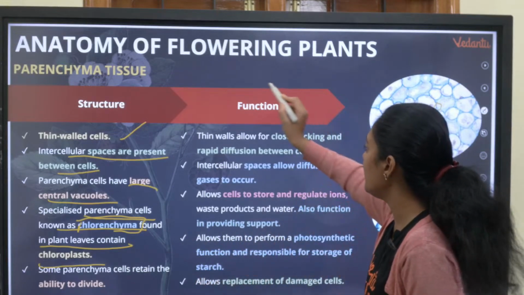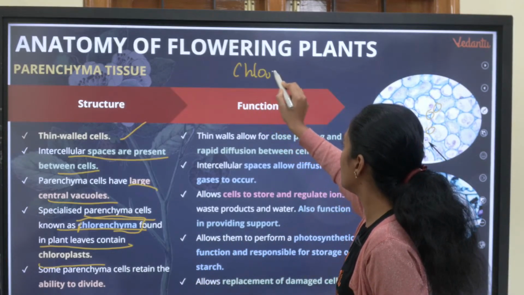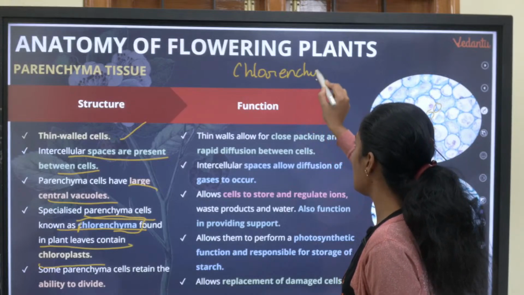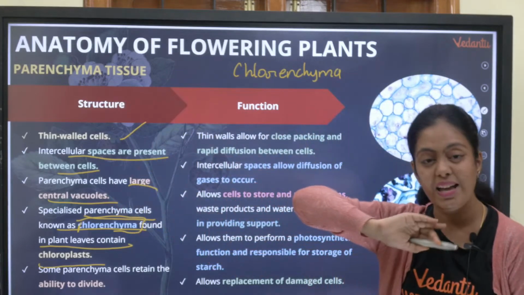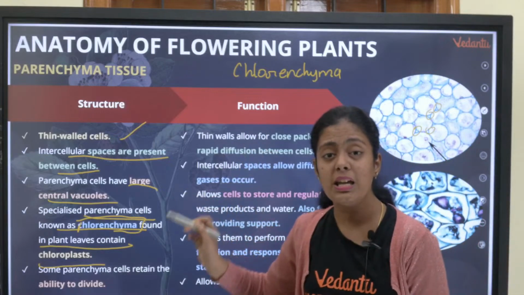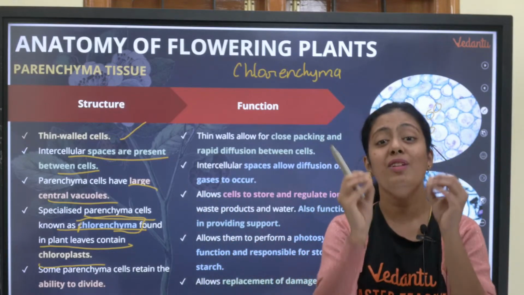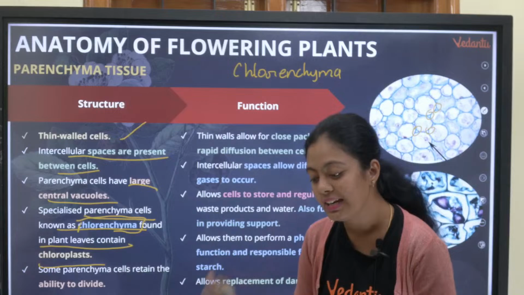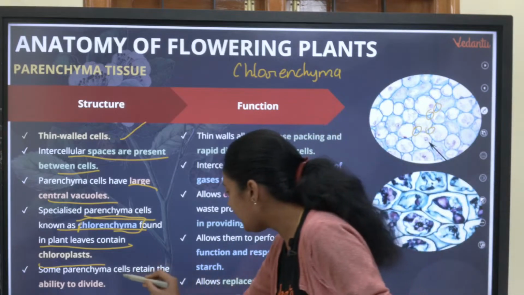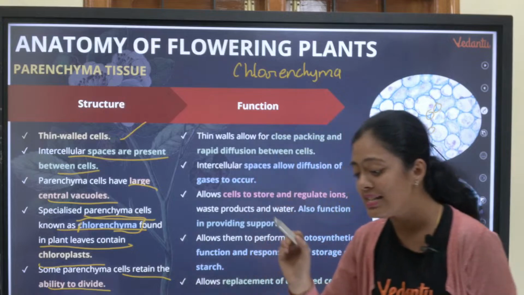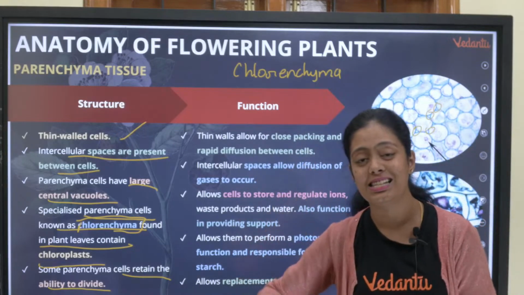Okay, try to understand chlorenchyma. Many of you, when you hear chlorenchyma, will think it is collenchyma. Collenchyma, we have not started yet. What is chlorenchyma? It's a kind of parenchyma which has chloroplast in it. Okay, that is very, very important. Some parenchyma cells retain the ability to divide. Yes, it contains chloroplast. It is present there.